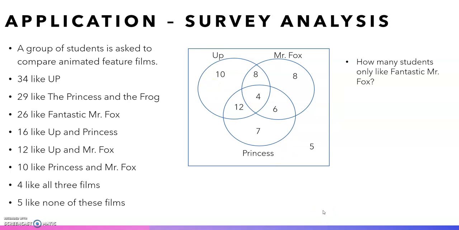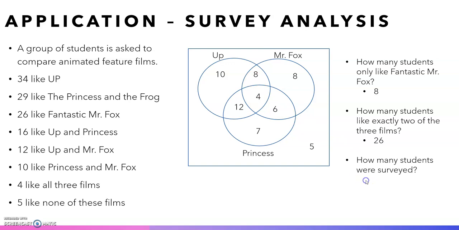How many students like only The Fantastic Mr. Fox? There are 8 that are only in the Fantastic Mr. Fox section. How many students like 2 of the 3 films? That would be 12, 8, and 6, 26. How many students were surveyed? Adding up all the numbers, 60 students were surveyed.